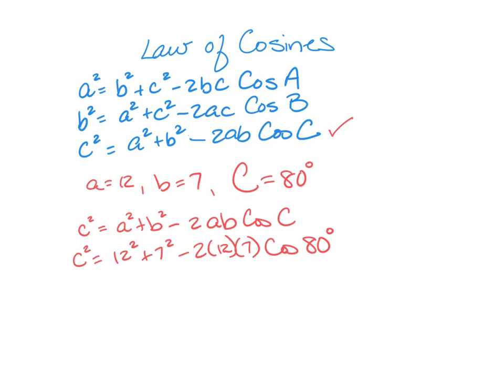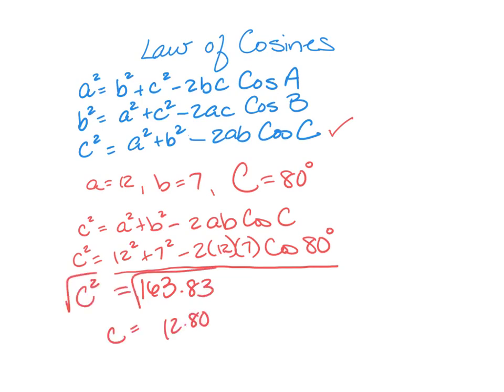Okay, so these are the easy ones because it has all of this information. You don't have any unknowns here. So you're going to plug that all into your calculator exactly as you see it and check and make sure you didn't make any mistakes before you hit enter. So we get 163.83, but that's not C, that's C squared. So what do we have to do?